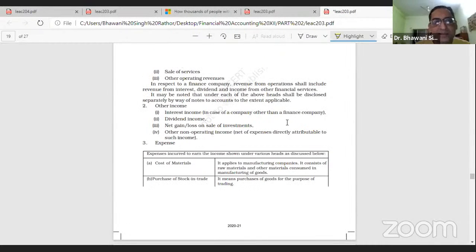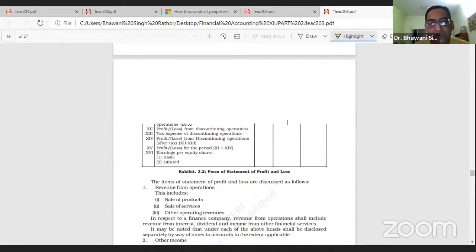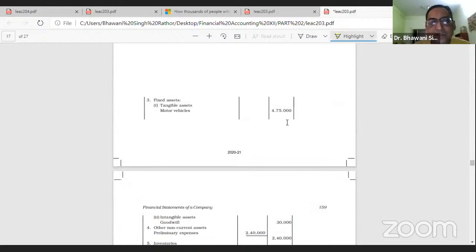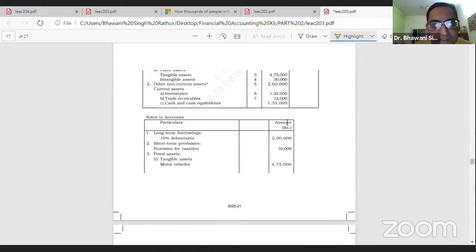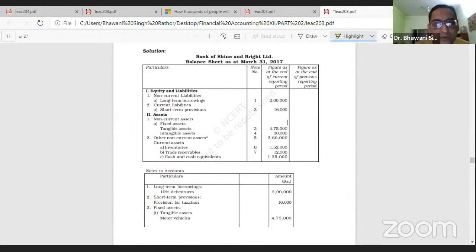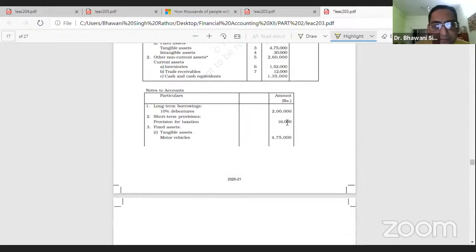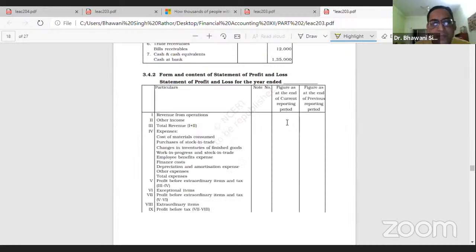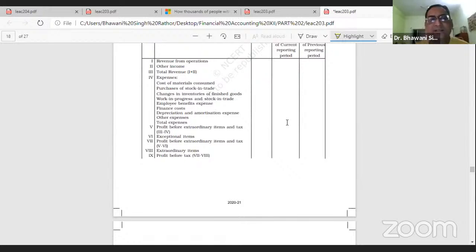So the second statement is our statement of profit and loss. Let us discuss the structure of the statement of profit and loss. It is specified in part 2 of Schedule 3. So this is the statement of profit and loss. It starts with the revenue from operations, which is also known as net sales of the company. Sales from the operations of the company.